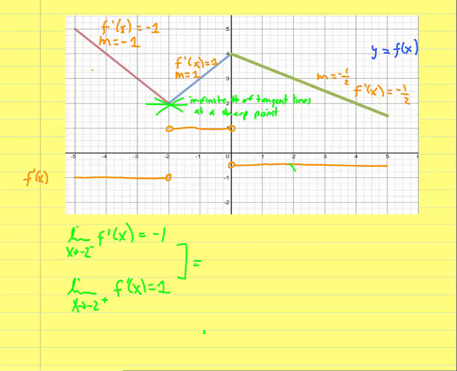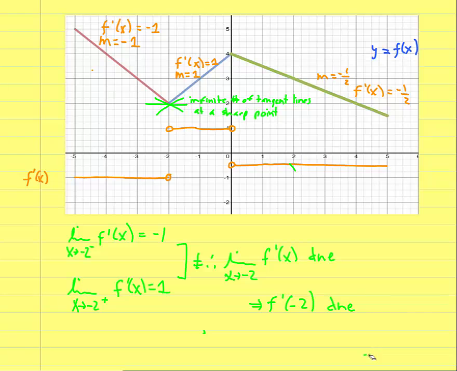And these are not equal, so therefore the limit as x approaches -2 of my derivative does not exist, because the limit from the right and the limit from the left are not equal. Because the one-sided limits are not equal and the limit doesn't exist overall, this implies something very important. This implies that f prime of -2, the derivative at -2, does not exist either.